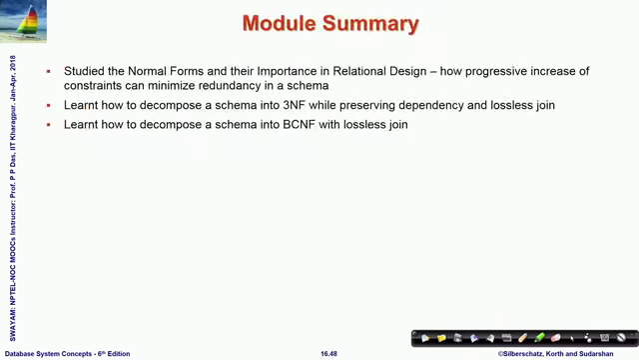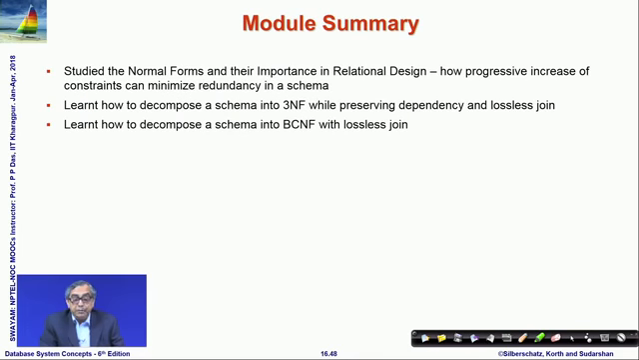So, we have studied the normal forms and their importance, and how progressively we can increase the constraints to minimize redundancy in the schema, and learned how to decompose a schema into third normal form and also into Boyce-Codd normal form.